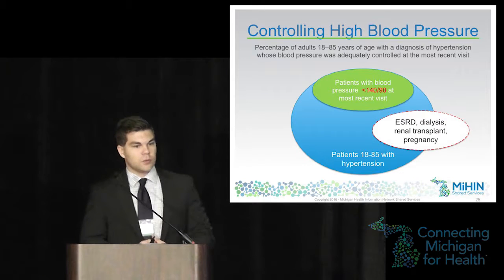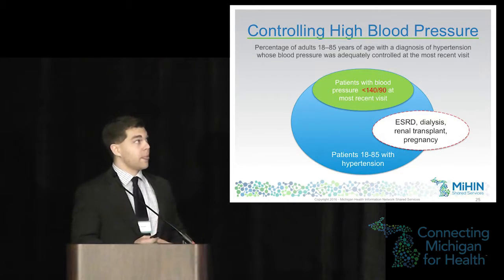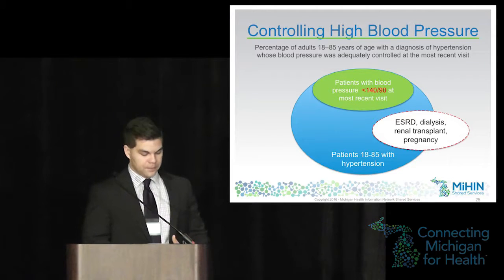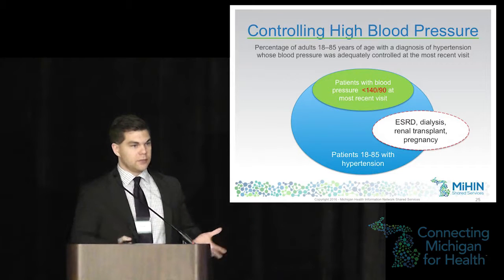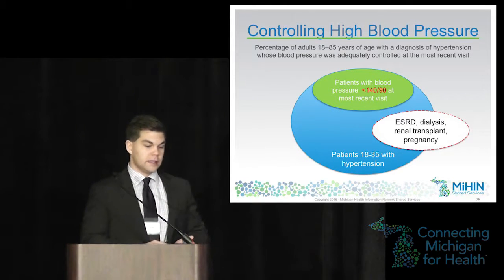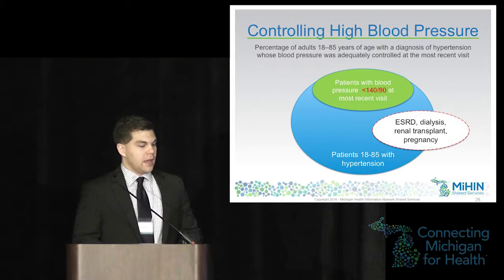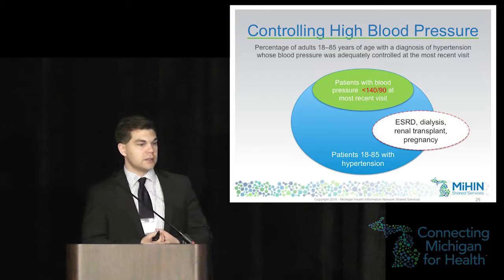So let's dive into one of those 3 measures that overlap all of them that I mentioned. So controlling high blood pressure. This one is taking a look at your hypertensive patients as the denominator. You can exclude those with kidney issues and pregnancy. And then what you want is your patients to have their most recent blood pressure reading be under 140/90.